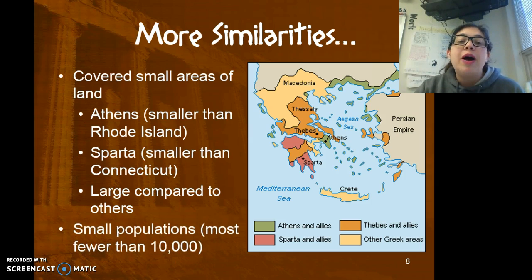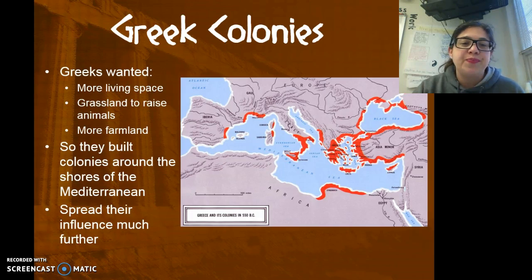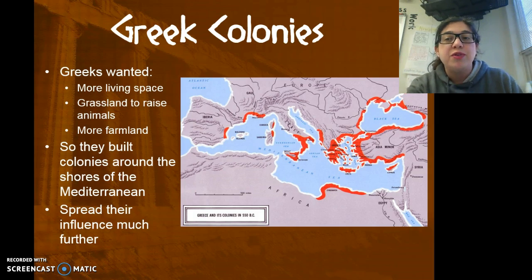They had small populations. Most of the city-states had fewer than 10,000 people. So that's like 5 Lee high schools in one city-state. So they used up all the resources in their city-states. Remember, there aren't a lot of trees, right? Because it's very, very mountainous. And so they needed to go find lumber as well as more space to live, more grasslands for raising animals, and farmlands for growing food.